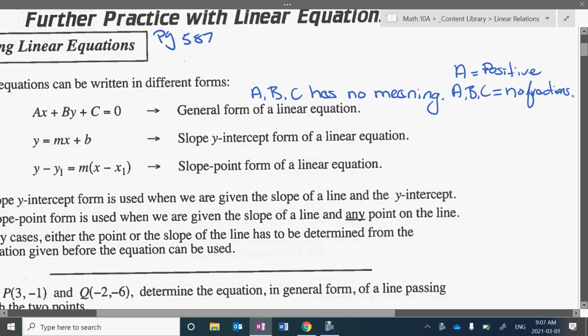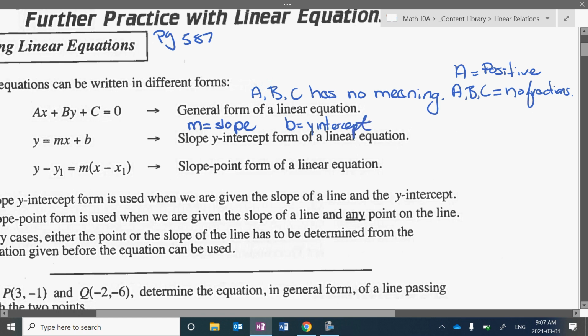Y equals mx plus b. What does m represent? Good. M is our slope, and then b is our y-intercept. Good.